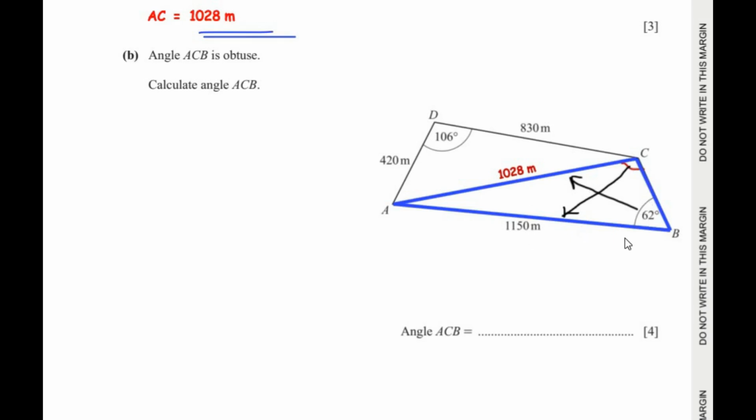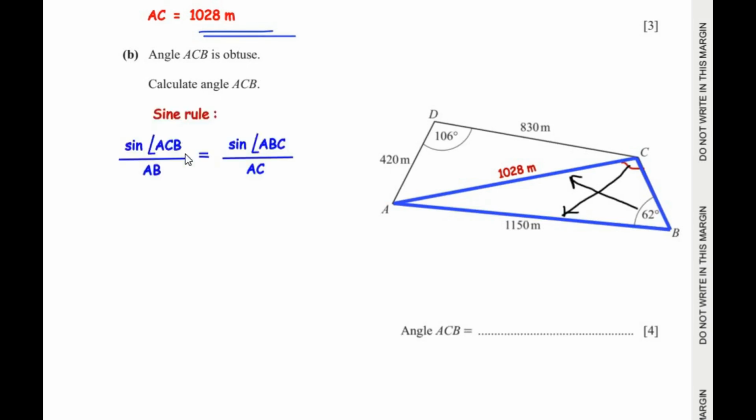we are going to make use of sine rule, which is sine of the missing angle ACB over the side opposite to this angle, which is AB, is equal to, now take the sine of the angle which is given in the triangle, that is sine of angle ABC over the side which is opposite to this angle, that is AC. Now since we need to find out the value of angle ACB, I am going to multiply AB with the right hand side.